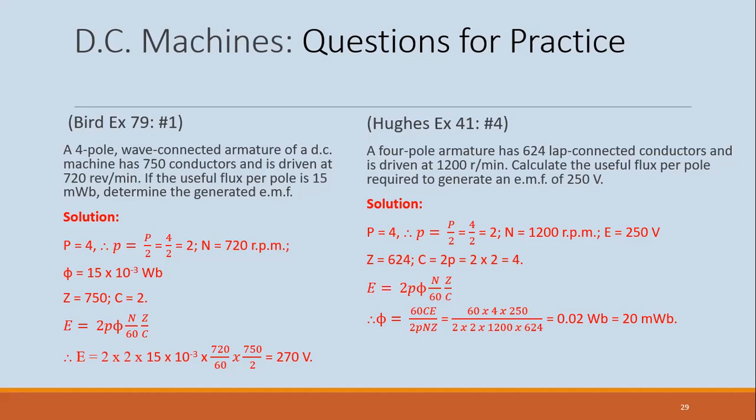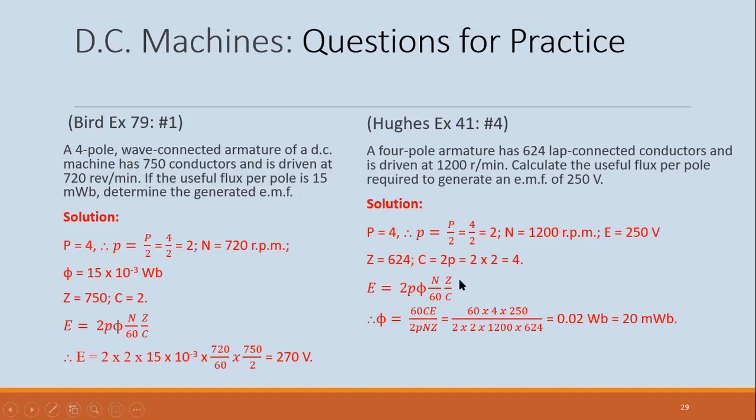So again, pulling out the data, there's a 4-pole, so P is equal to 4. The number of conductors, Z, is equal to 624. The generated EMF is 250. The speed at which the machine is driven is 1200 RPM.